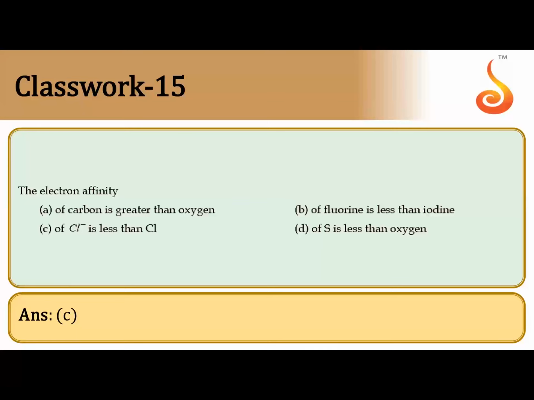The electron affinity of carbon, is it greater than oxygen? No, right? As we go across the period, the electron affinity should go on increasing. Electron affinity is negative electron gain enthalpy. It should go on increasing except for the chlorine, fluorine case.